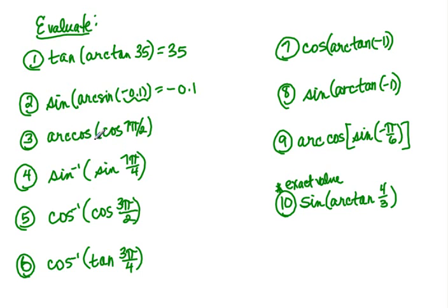Arc cosine of 7 pi/2. Now this is where we're going to get into some problems, because notice that we have the cosine inverse on the outside.